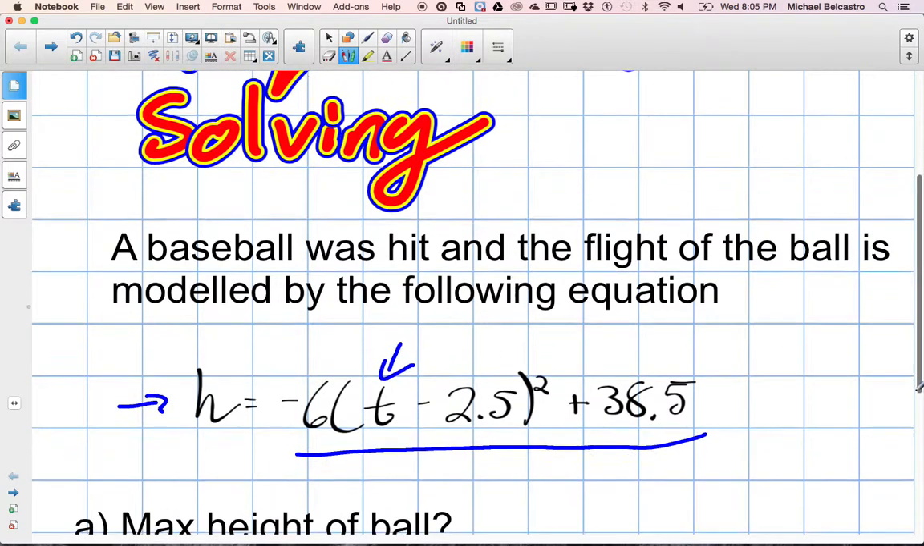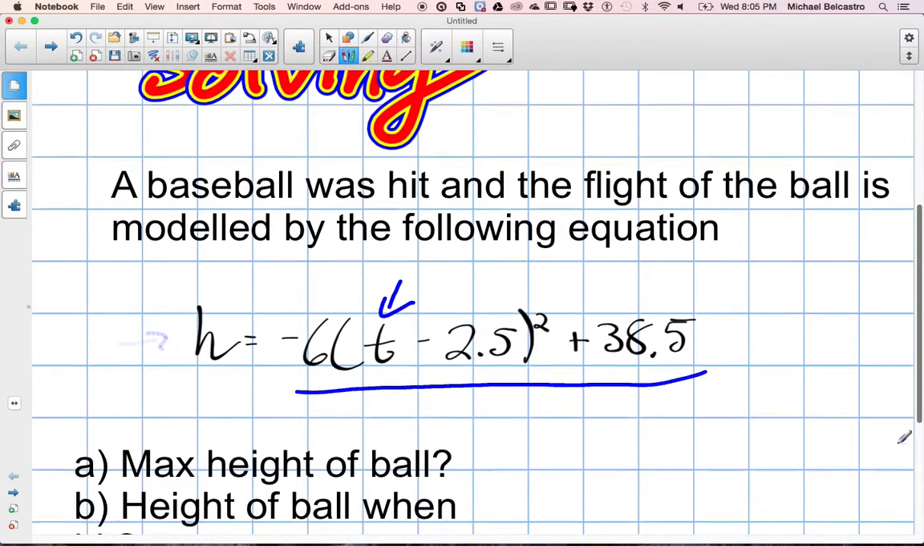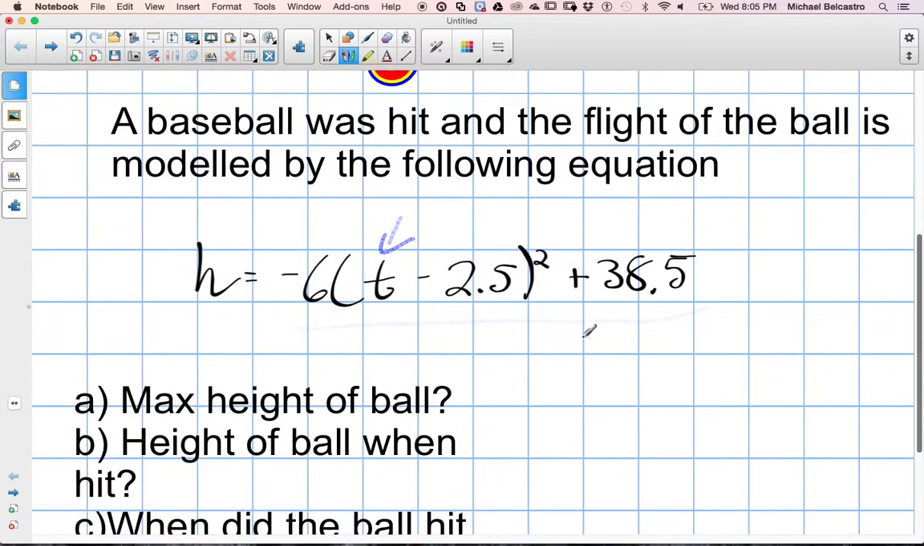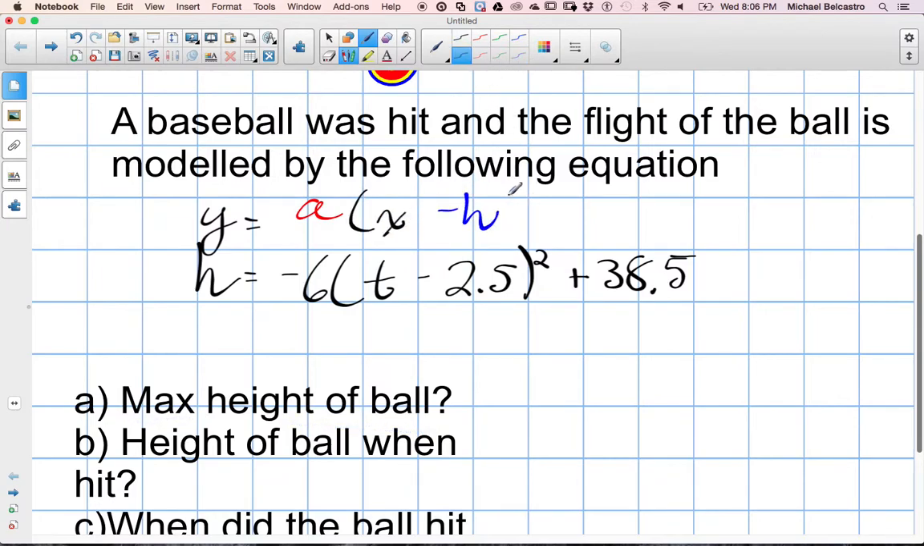They're giving us a little list of questions here. The very first thing they want to know is, what is the max height of the ball? Well, this is vertex form, so I'm going to write it again. Vertex form is written as y is equal to a(x minus h) squared plus k. The reason they call it vertex form is because the x and y values of the vertex are essentially the h value and the k value. You can literally just pull them right out.